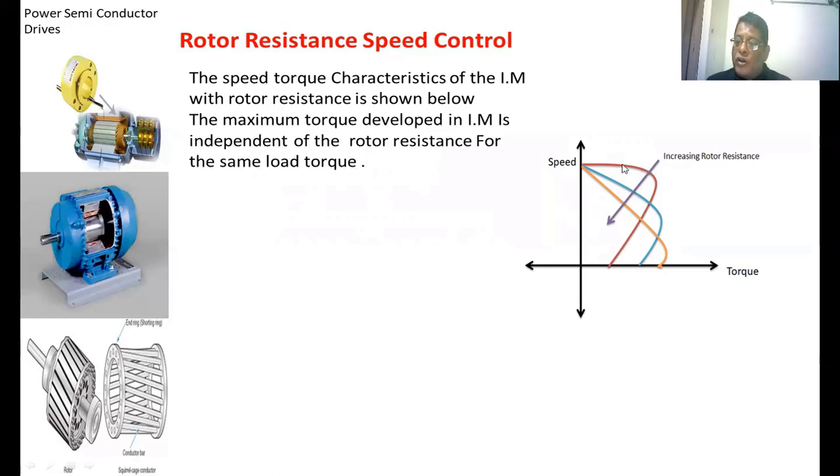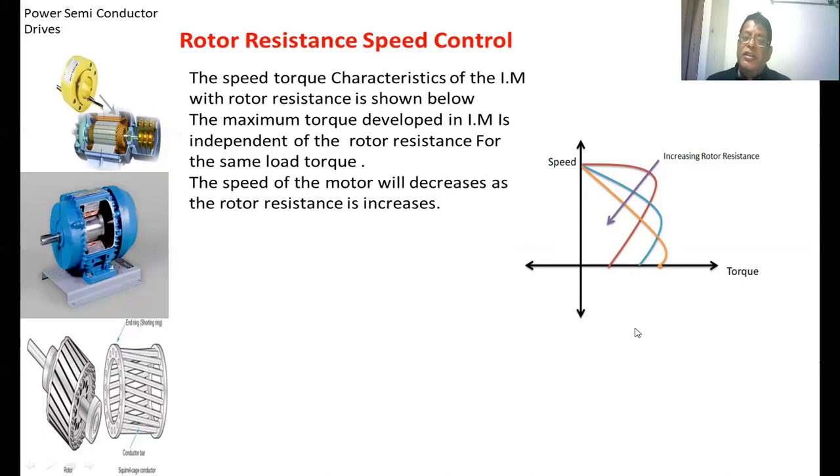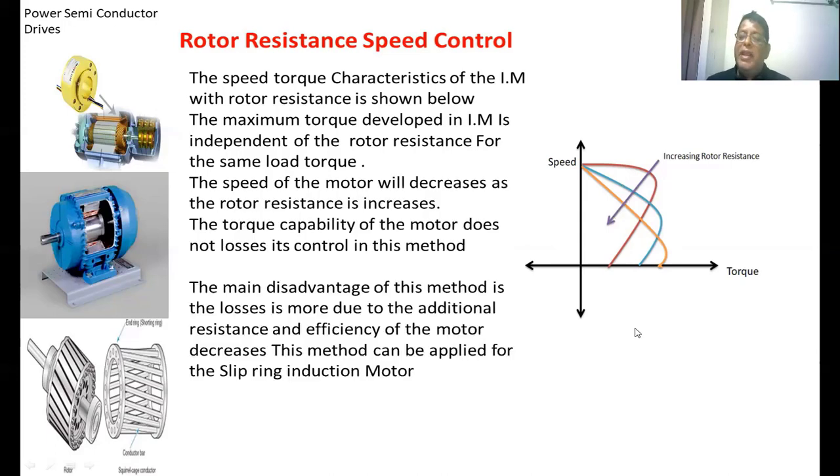For a given load torque, if you see the slip, this is the low value of slip. This is the high value of slip when compared to this one. This is the higher value of the slip when compared to the second and first one. As the rotor resistance increases, for a given load torque, the slip of the induction motor will increase. Nothing but the speed of the induction motor will decrease. The main disadvantage of this method is the losses are more due to the additional resistance added to the rotor circuit, and the efficiency of the motor will be decreased. This method can be applied for the slip ring induction motor only.